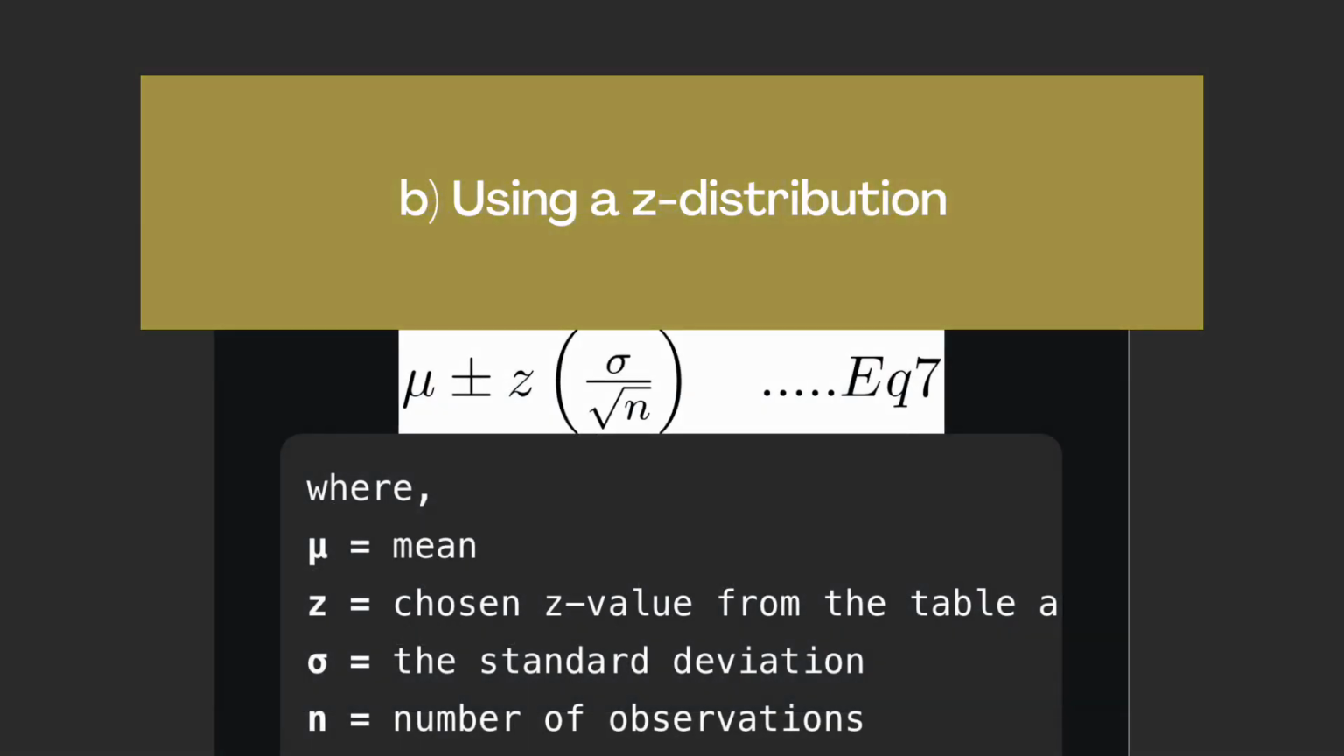B. Using a z-distribution. Use the z-distribution when the sample size n is greater than 30. The z-test is more useful when the standard deviation is known. Consider the following example. A random sample of 50 adult females was taken and their RBC count was measured. The sample mean is 4.63 and the standard deviation of RBC count is 0.54. Construct a 95% confidence interval estimate for the true mean RBC count in adult females. And you can see the formula in the video, where the mean equals the sample mean, z equals the chosen value from the table above, s equals the standard deviation, and n equals the number of observations.